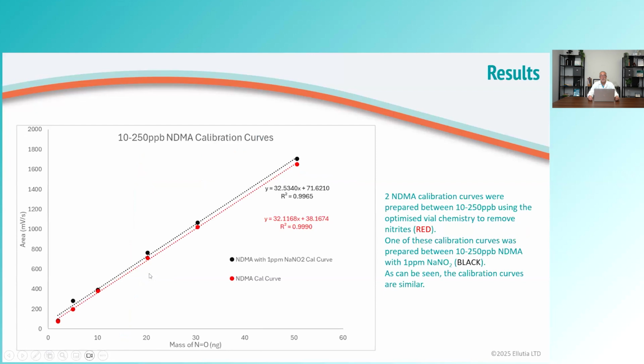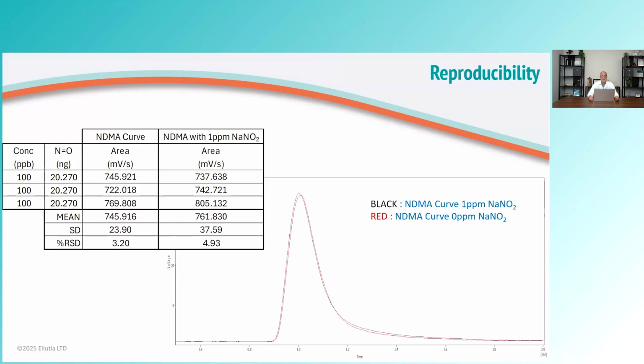These are two calibration curves that we have produced. The red calibration curve is up to 250 ppb of NDMA. And the black calibration curves are the same concentrations of NDMA, but the vials were also spiked with 1 ppm of sodium nitrite. So as you can see, the slopes, the intercepts, etc. are all very similar. The calibration points are still reproducible. The percent RSDs, the average areas, all the calibration points are all very similar.